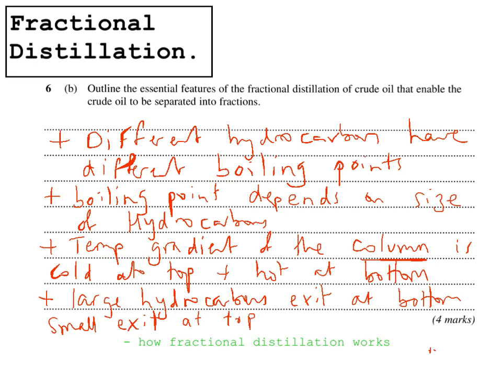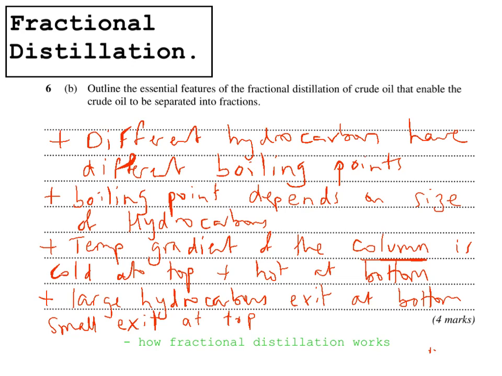So there are your 4 marks. First one for saying what's special about different hydrocarbons that allow them to be separated, so they all have different boiling points. Then you say why they have different boiling points, that depends on the size of the hydrocarbon. Then you say what's special about the column that allows the hydrocarbons to be separated, and that's the temperature gradient, which is cold at the top and hot at the bottom.